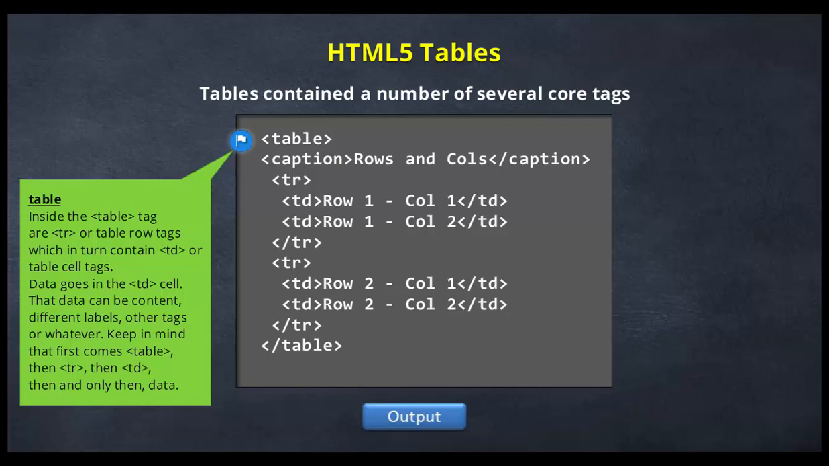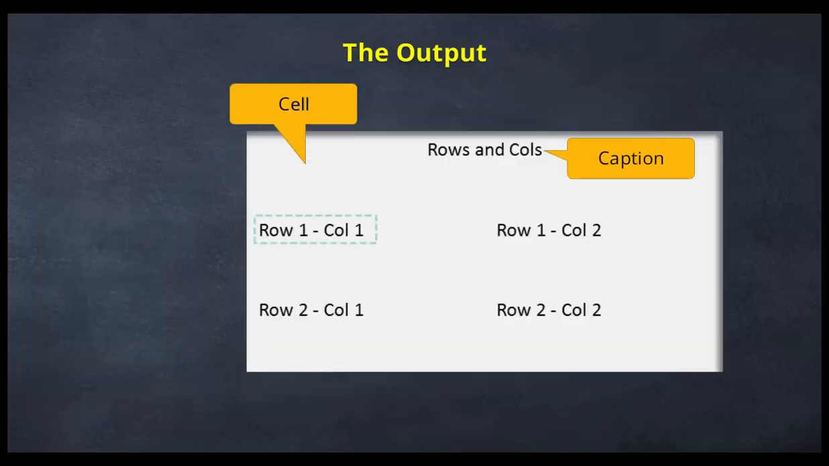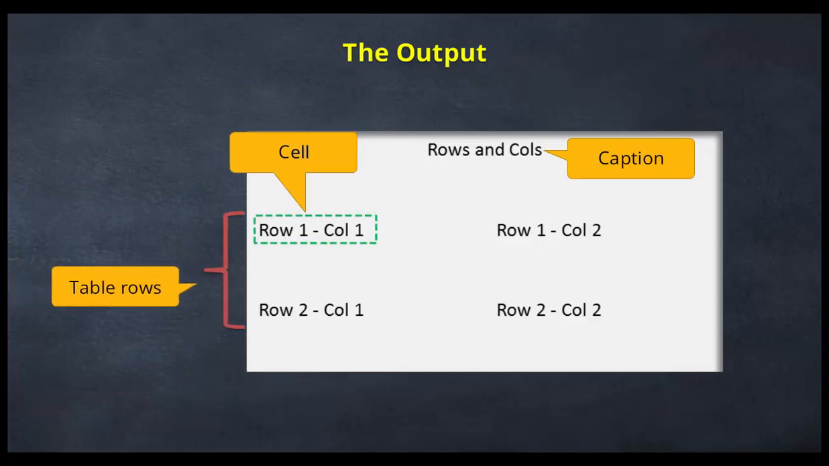Click at the Output button to display the output. The output of the information of rows and columns with the title of the table are shown here.